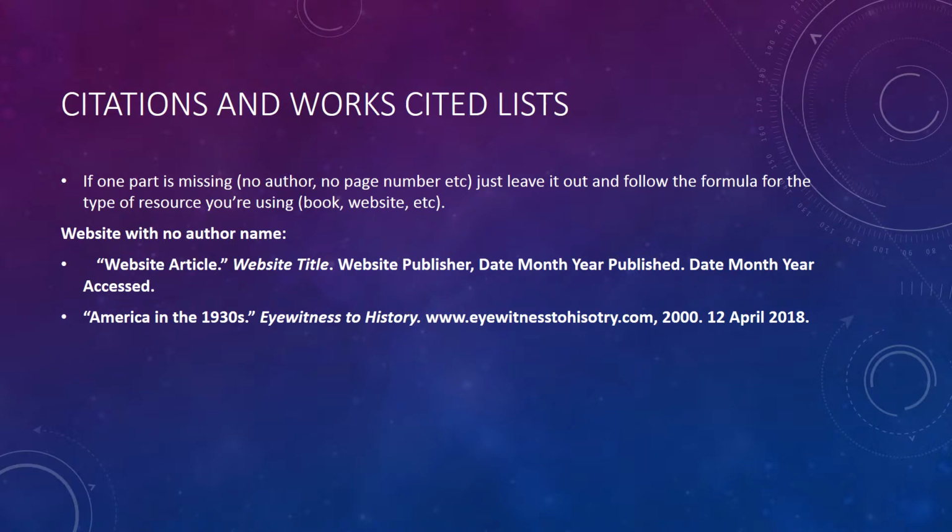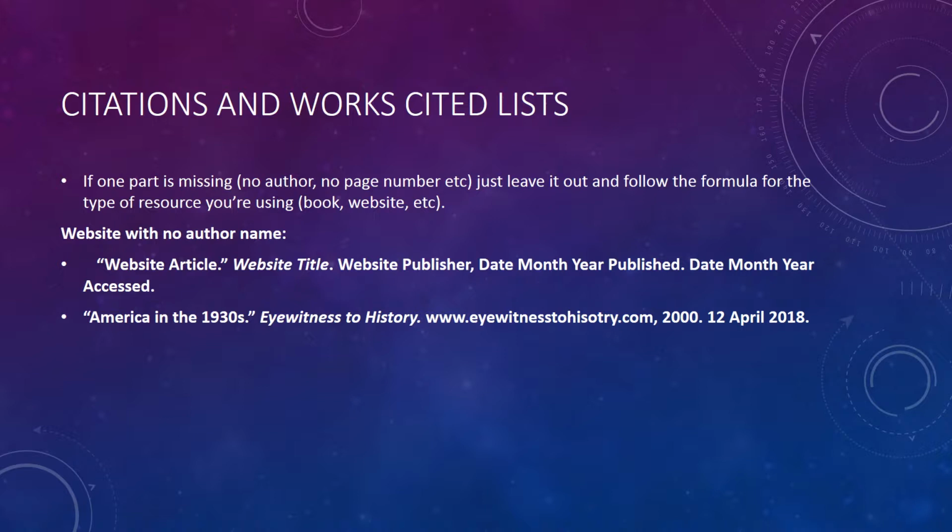Okay, so if you are missing something, you have no author, no page number, no issue number, etc., leave it out and follow the formula for the type of resource you're using, whether it's a book, a website, etc. For a book, you simply put the author's name, the title of the book, the publisher, the year it was published. That's it. And the pages that you used. That's it. I will give you a resource. You can look this up online as well. You can find some very good resources that will show you how to do this yourself.